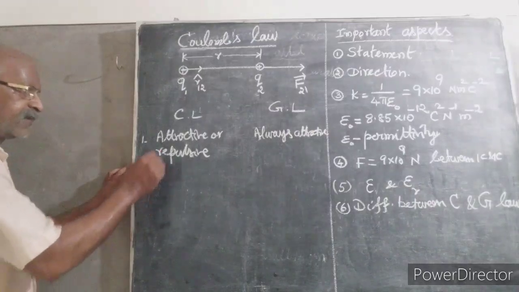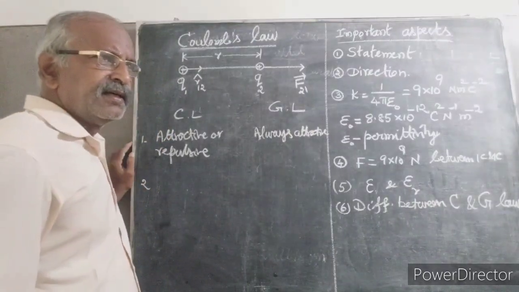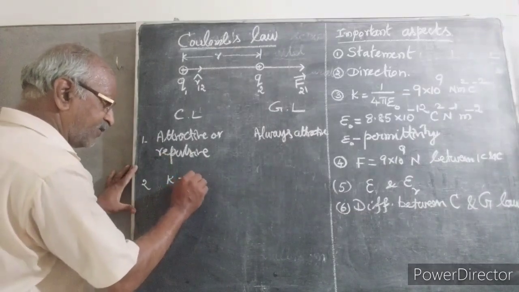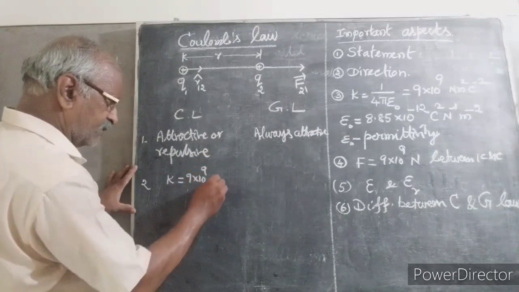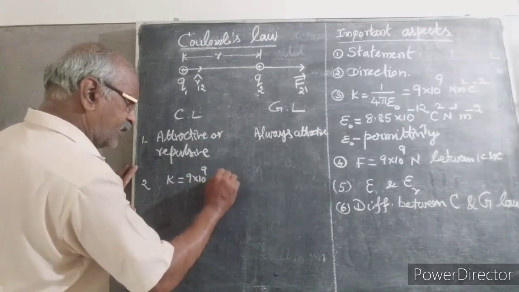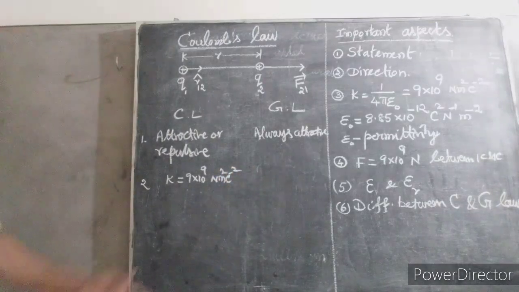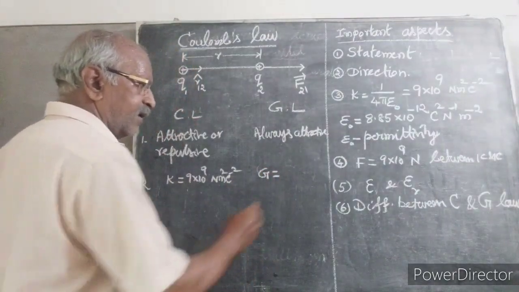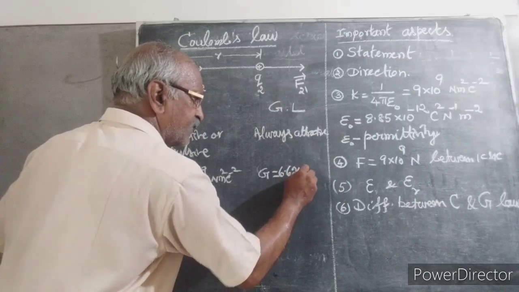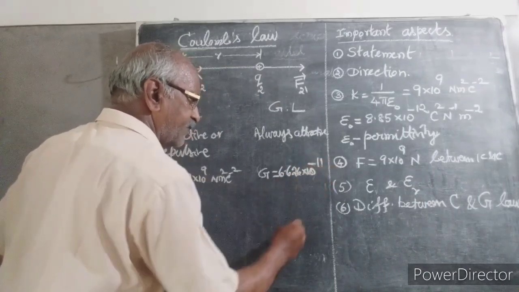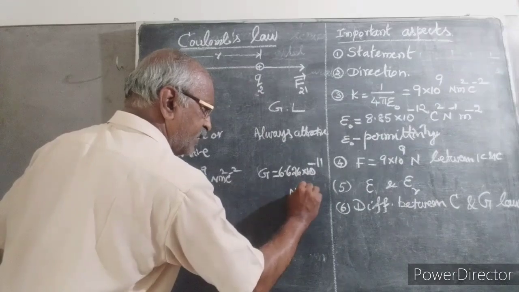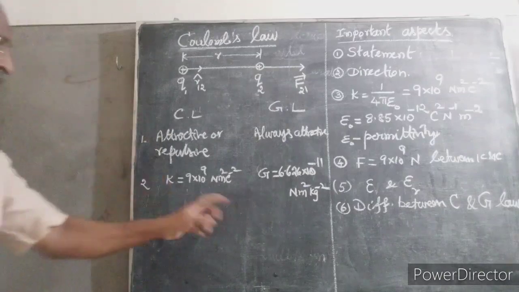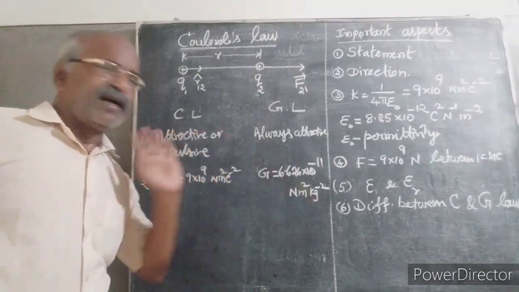The second one, Coulomb's force is very large, due to the fact that the value of constant K equals 9 into 10 power 9 Newton meter square Coulomb minus 2. And gravitational force is very small, and the gravitational constant value is 6.626 into 10 power minus 11 Newton meter square kilogram minus 2. For the same distance, same force, the charge is replaced by mass.